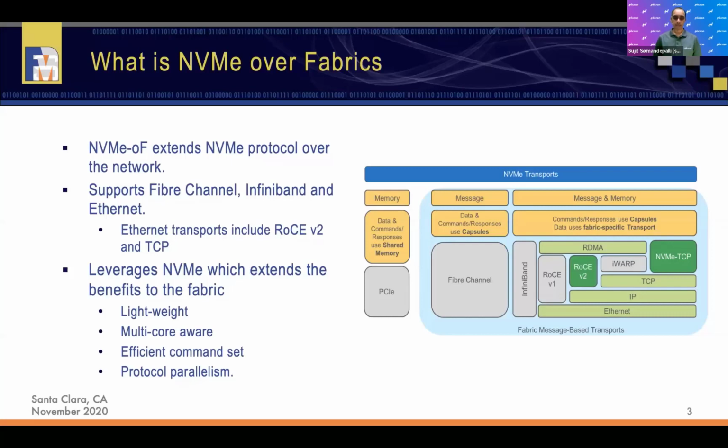There are two relevant Ethernet transport options, including RDMA over Converged Ethernet or RoCE v2 and TCP. Both of them have their advantages and disadvantages. RoCE v2 has lower latency but requires specialized RDMA-capable NICs. TCP transport has higher latency and higher CPU utilization but can use standard NICs on the system. Currently, RoCE v2 is more prevalent in the market.